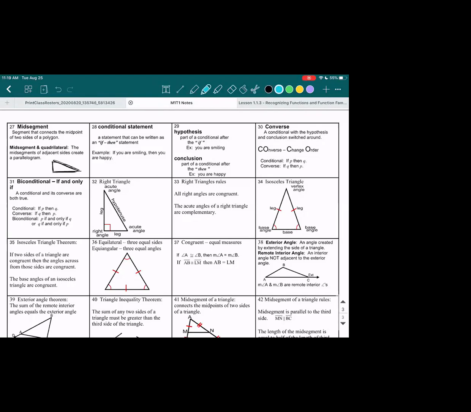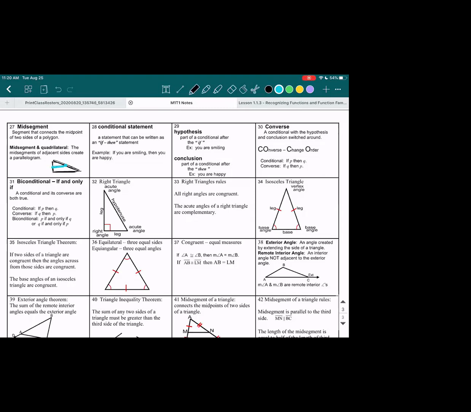So if I wanted to draw a midsegment, I would find the midpoint of two of the sides, and I would connect them. Okay? So that's a midsegment. The blue thing is a midsegment. The midsegments of adjacent sides create a parallelogram. So that is the midsegment of, okay, that has to do with a quadrilateral.